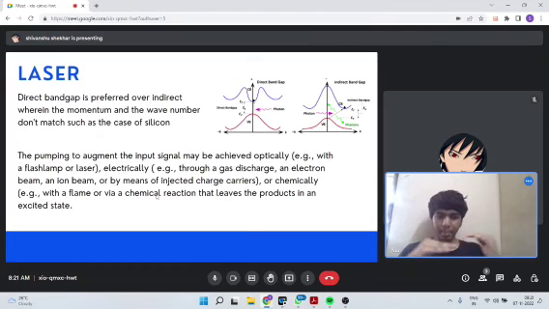So how is this pumping of electrons achieved from the ground state to the excited state? Here is where the optical pumping comes into place. Pumping is basically augmenting this signal through some sort of energy, be it gas discharge or even an electron beam or an ion beam, or chemically as well through some sort of flame. We can get the electron to a higher state, which can then be used for stimulated emission one after the other. So that is what pumping of electrons is about, which will then be used for the laser stimulated emission.